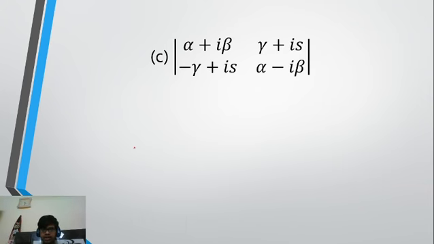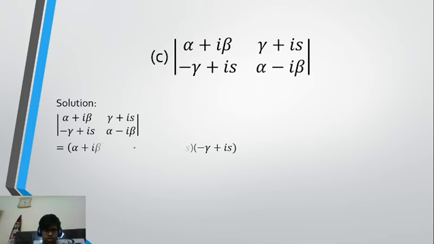Now, taking another example, here iota is equal to root minus 1, right? Let's have a solution of it. Again, we have to multiply the diagonal elements and subtract them. So that's what is done. Actually, you have multiplied this with this and this with this, so you get AD minus BC.